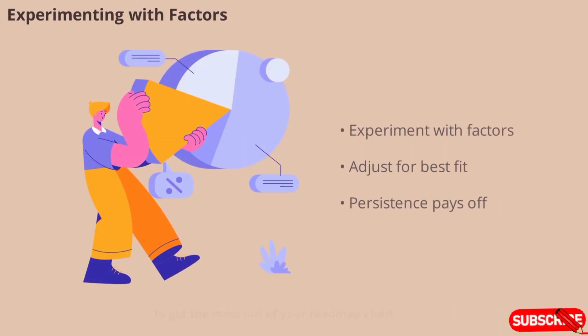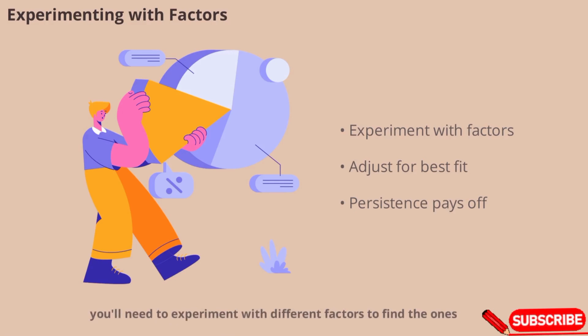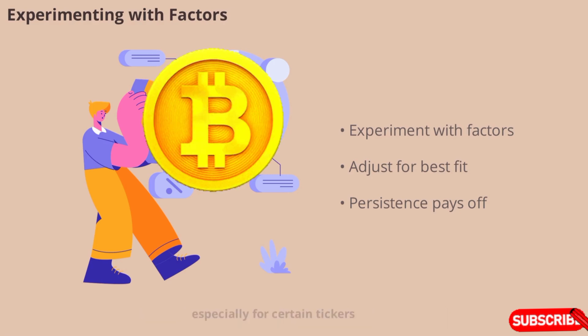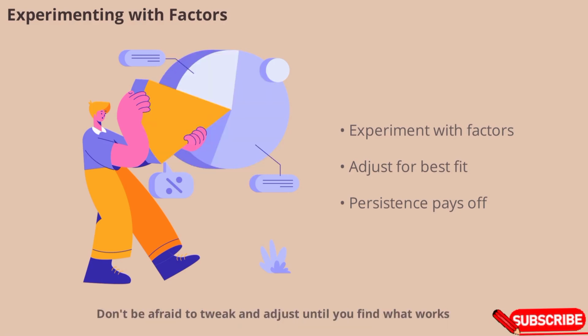To get the most out of your roadmap chart, you'll need to experiment with different factors to find the ones that best contain price movement for your chosen swing and time frame. Persistence is key here. Sometimes, you may also need to use a 3-digit conversion for natural prices, especially for certain tickers. Don't be afraid to tweak and adjust until you find what works.